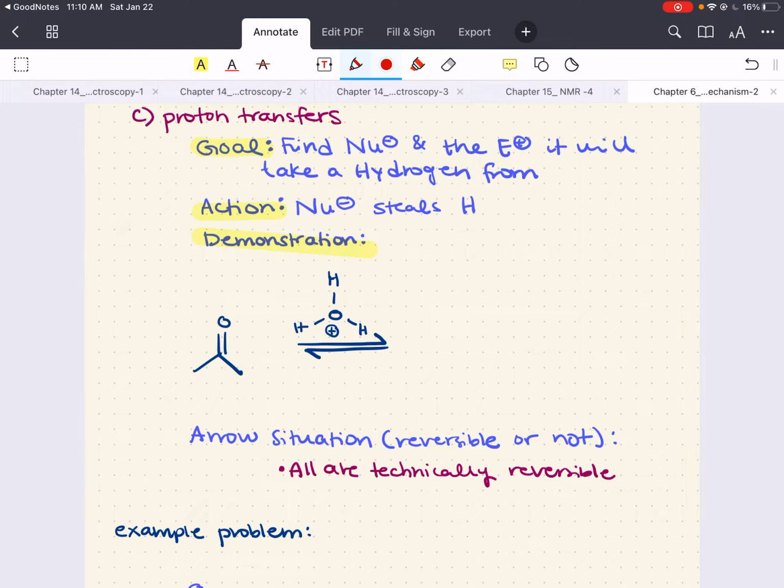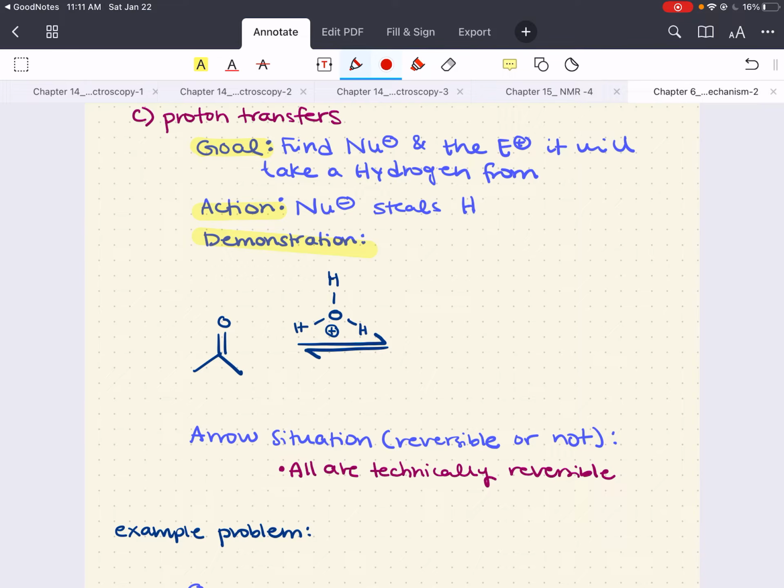The nucleophile will steal a hydrogen from the other. This is very common in reactions, especially to balance charge. All right, so let's look at an example here.